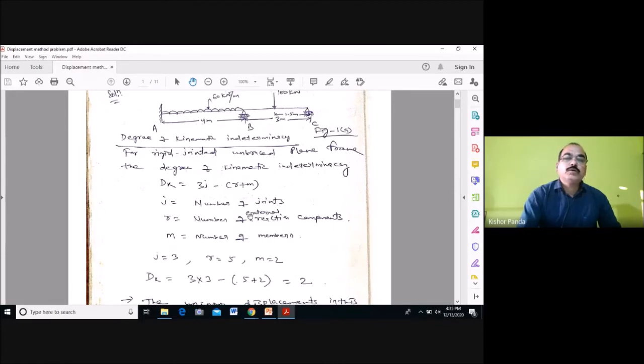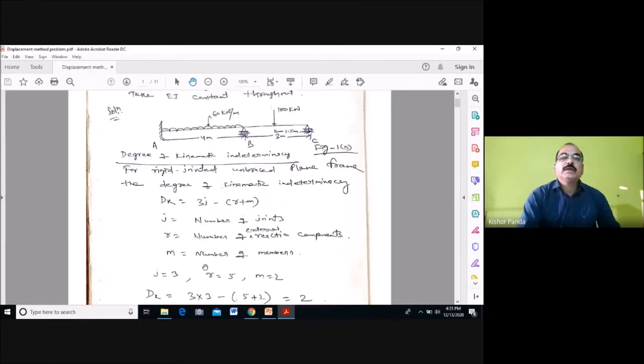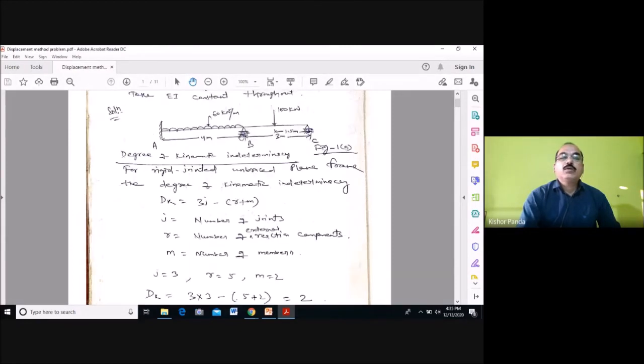So you have to choose 2 unknown displacement components, because DK is equal to 2. The unknown displacements in this problem are the rotation at B and the rotation at C. Here you see, there is no displacement at the other joint, only at these 2. That's why the degree of kinematic indeterminacy is 2. The rotational displacement takes place here, and here also. There is no vertical displacement due to the support, because this is a support. So there is no vertical displacement here, and you are considering the inextensibility of the member.